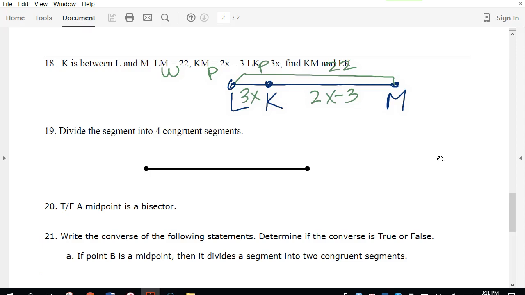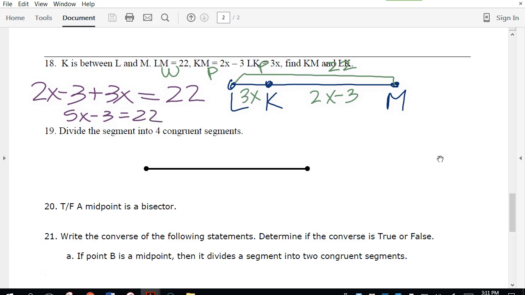Segment addition says that part plus part equals the whole. The whole needs to be by itself. 3x plus 2x minus 3 equals 22. Part plus part equals whole. We are going to combine like terms. 5x minus 3 equals 22. We're going to add 3 to both sides. 5x equals 25. X equals 5. It did say find KM and LK, so you need to plug that 5 in.